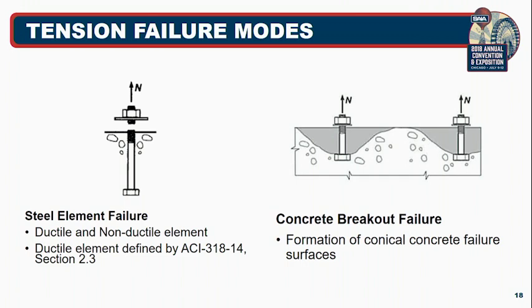So if you look at some of the basic tension failure modes, one of them is the steel element failure. What's happening here is the steel element actually ruptures and separates and breaks off. It could be a ductile failure or a non-ductile failure, but essentially what happens is that steel element breaks off. There's also concrete breakout failure. That involves the anchor actually pulling out a cone from that concrete. So a section of the concrete actually separates from the main slab and pulls out. That's called concrete breakout.